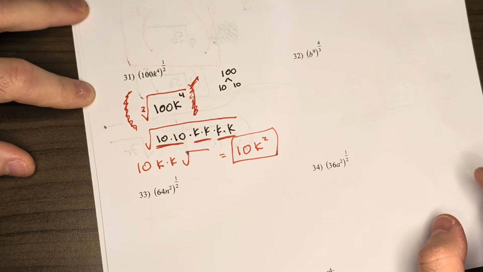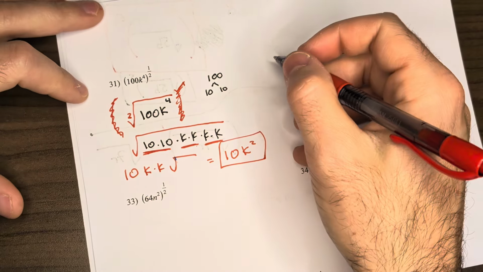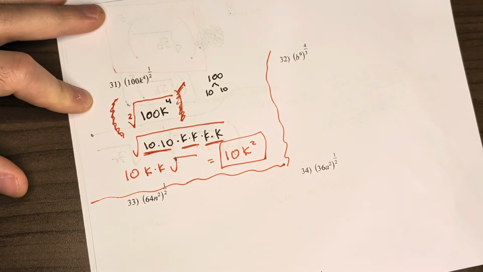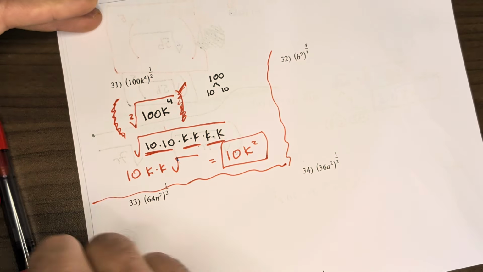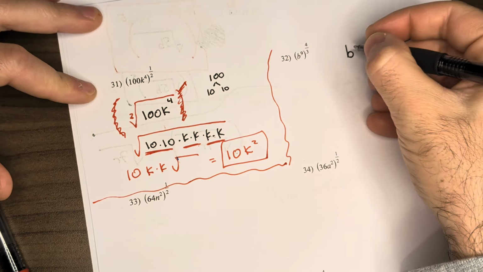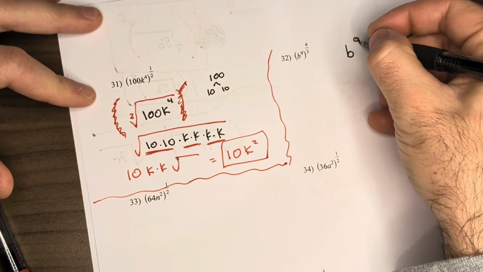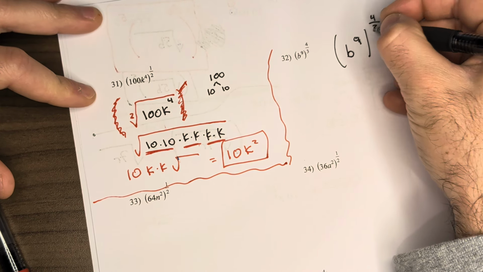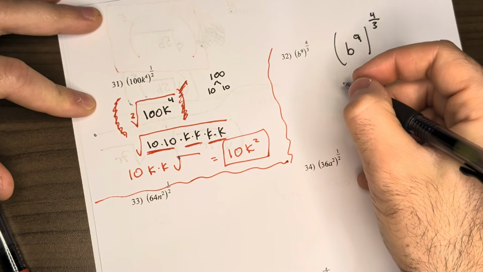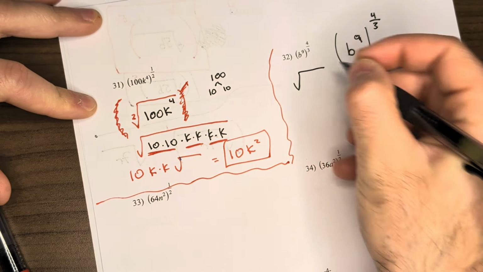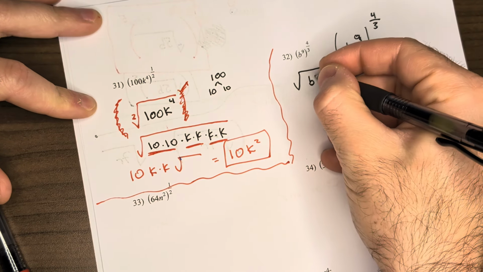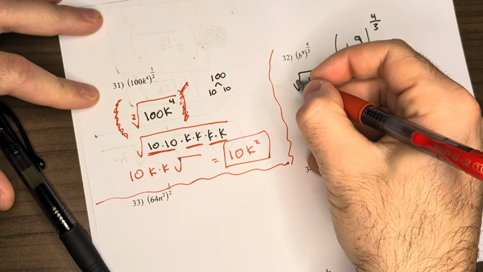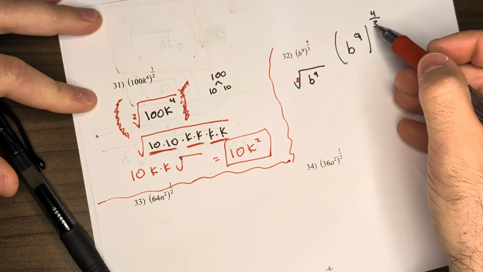There you go. Guess we could do 32 again to give you the kind of concept that we were working with. We do b to the power 9, and it's going to be 4 over 3. So we're going to do this, radical, b to the power 9. And the number that's going to be the radical is the 3, because it's on bottom.